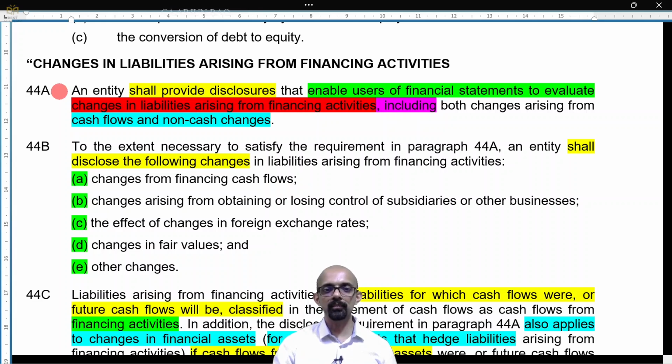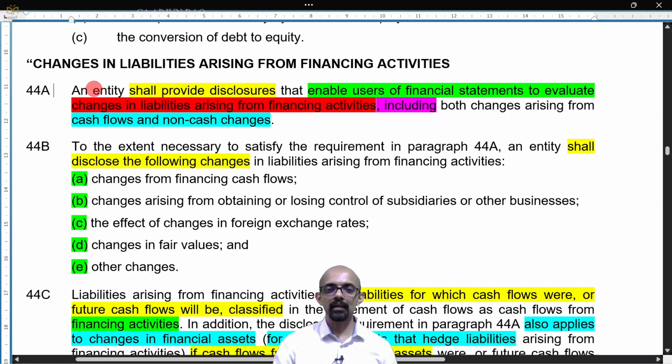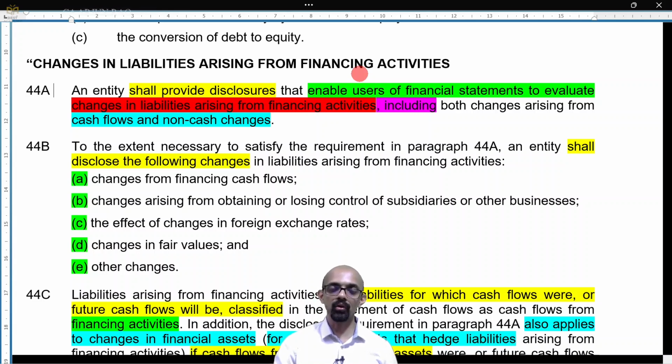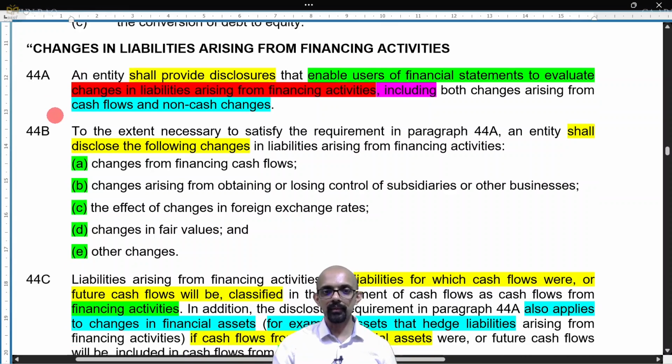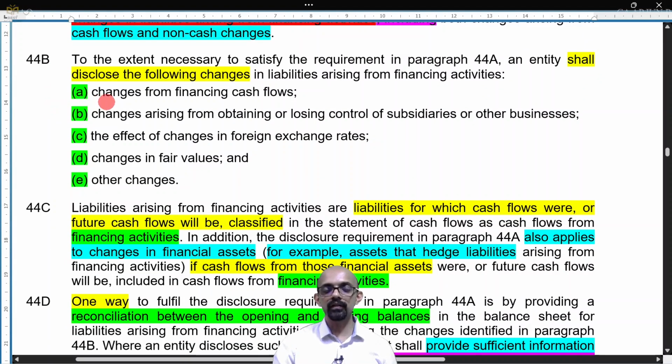Next, there are some disclosure provisions. Changes in liabilities arising from financing activities. So, cash flows that are now financing activities or the future cash flows will be classified as financing activities, and if there are any liabilities relating to that, then these disclosures should be made. So, what are the disclosures? The changes in the liability from financing cash flows, for example, payment of dividend. Then changes arising from obtaining or losing control of subsidiaries or other businesses. Changes in foreign exchange rates, changes in fair values and other changes.